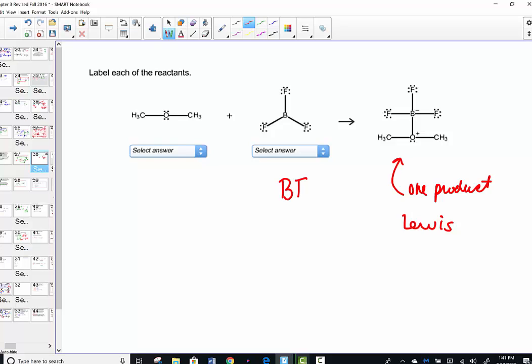Here is BF3. I know that that's a very electron deficient center in the boron. I know that because it's group 3A. And I need to remember group 3As like aluminum and boron are very good acids because they have a center that's positive.